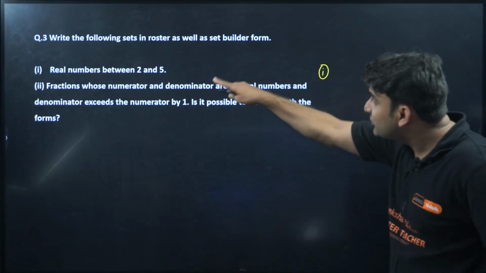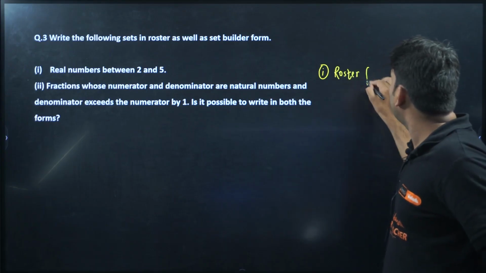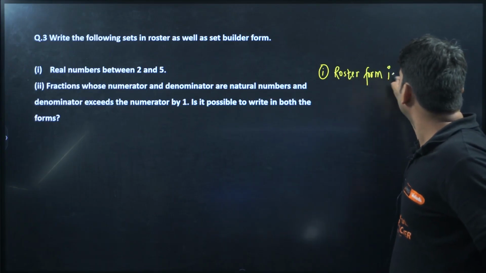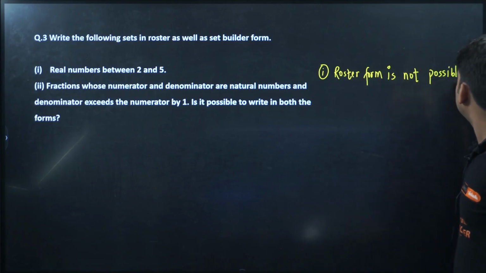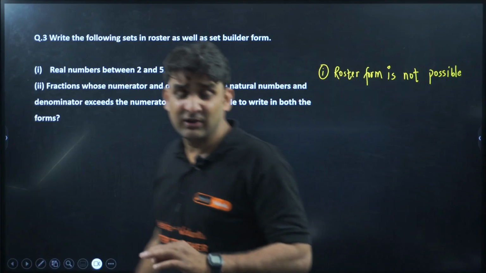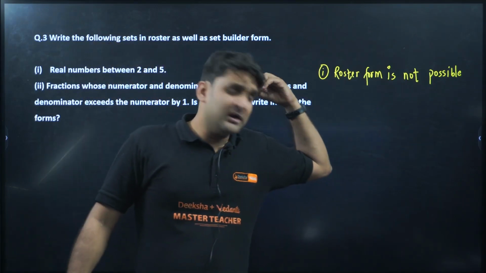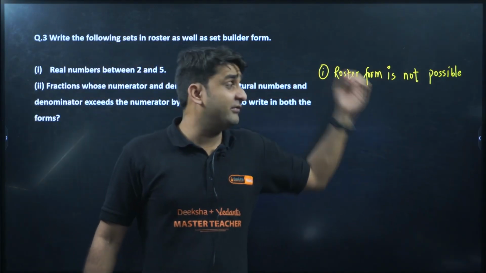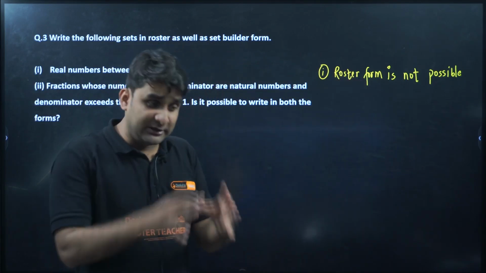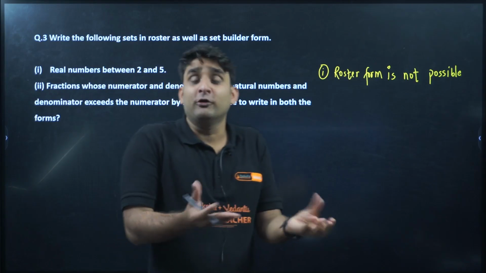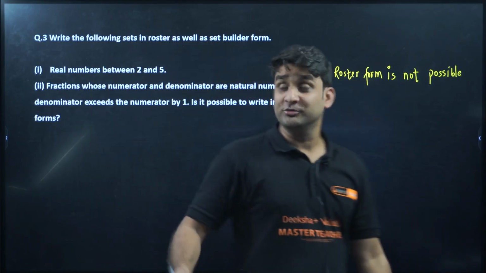So for the first question, roster form is not possible. It is not necessary that for everything we can write a set. For every condition, a set is not always possible. Sets also follow a few ethics and rules. So roster form is not possible for this.